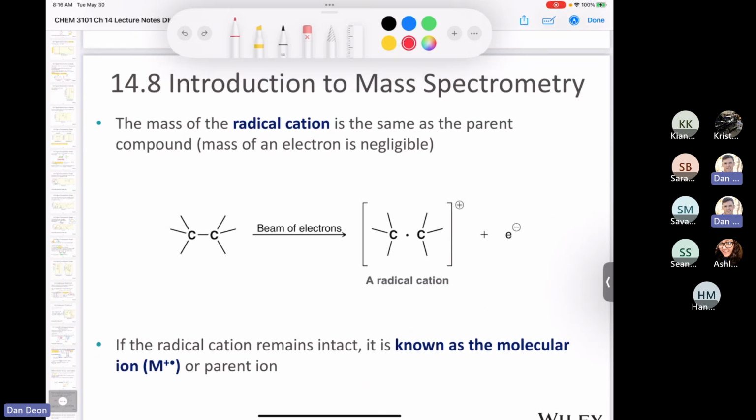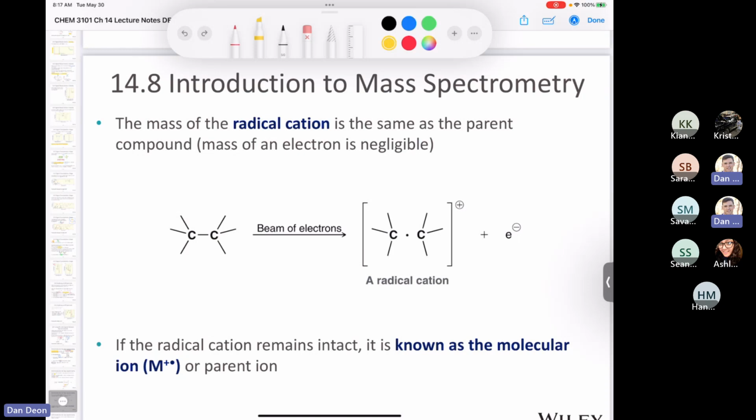Now, the next point is that it says the mass of the radical cation is the same as the parent compound. If you're wondering, what's a parent compound, Mr. Dion? This would be the parent compound, the original molecule you're starting with. If you knock off one measly electron, it's going to have the same mass as it did before. This is going to have the same mass as this. Why can you make that assumption? Because an electron is so light. If you go back to your Gen Chem 1 days, you might remember that an electron is about 1,800 times lighter than a proton or a neutron. So when you lose that electron, it's like it has no effect.